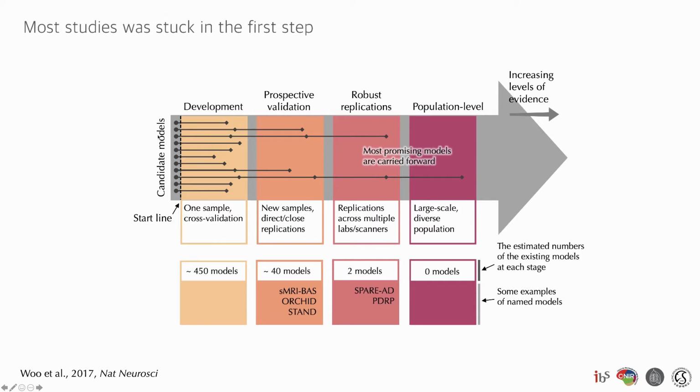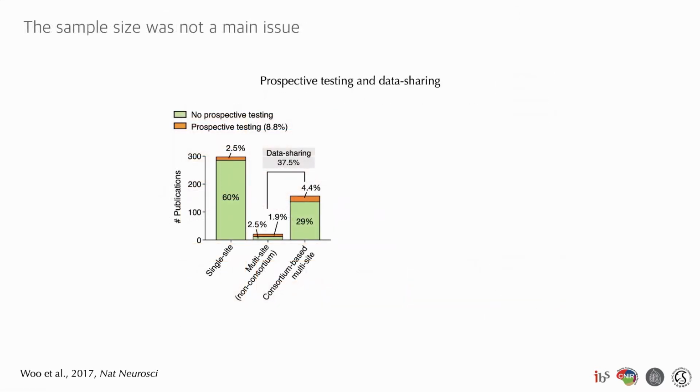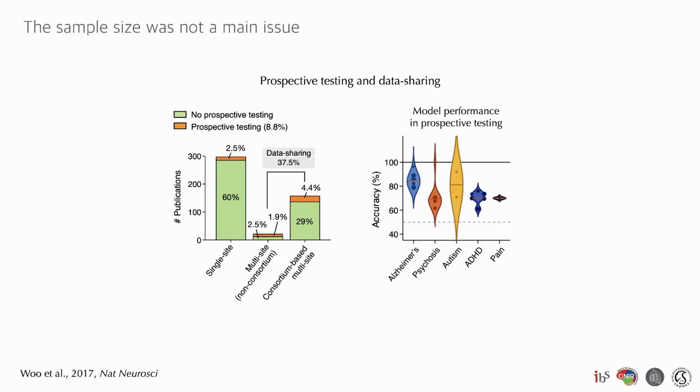And there could be many reasons for that, and you might think that the sample size, that is, the amount of data, might be the biggest challenge here. However, when we isolate the multi-site studies, which should have enough data, you can see that sample size is not the main issue here. The proportion of the studies with prospective testing was low, even for multi-site studies. And the model performance with the prospective testing was lower than the performance at the model development stage, suggesting that there is a clear bias in the study.